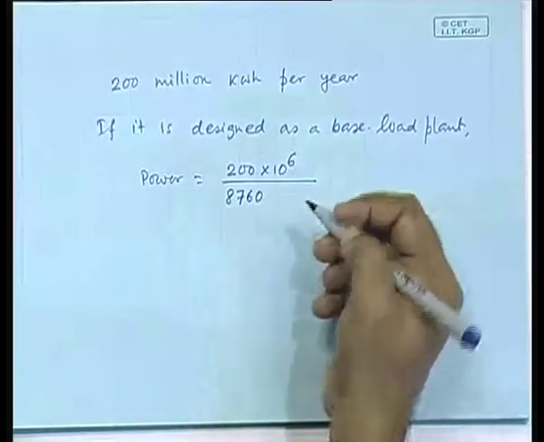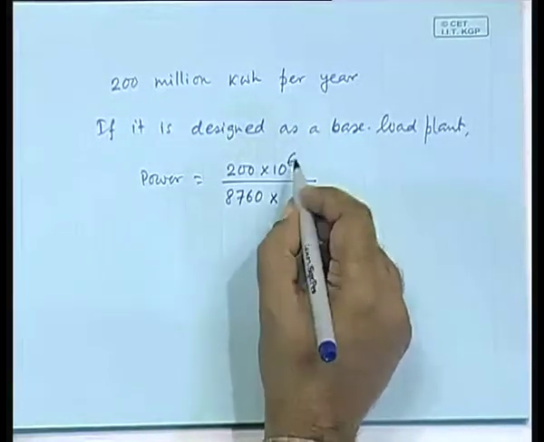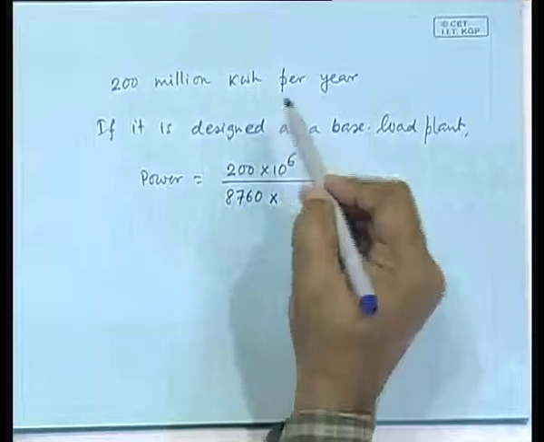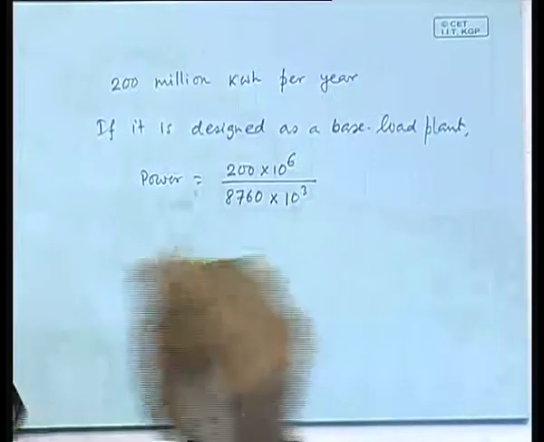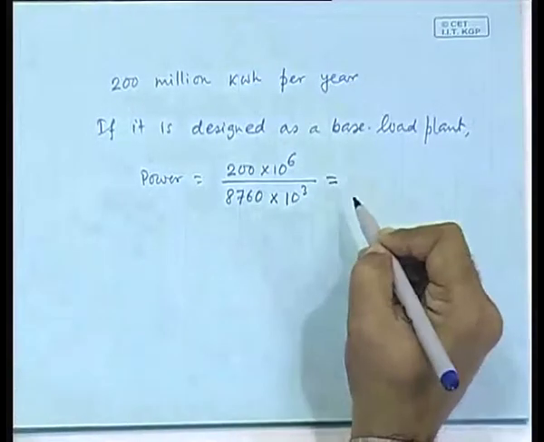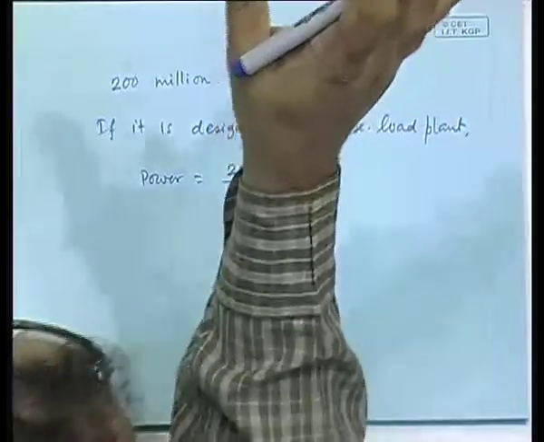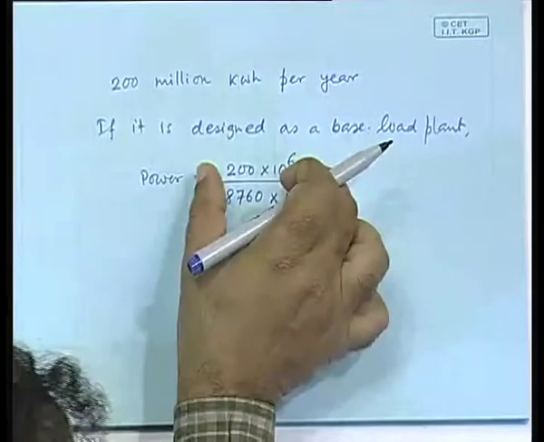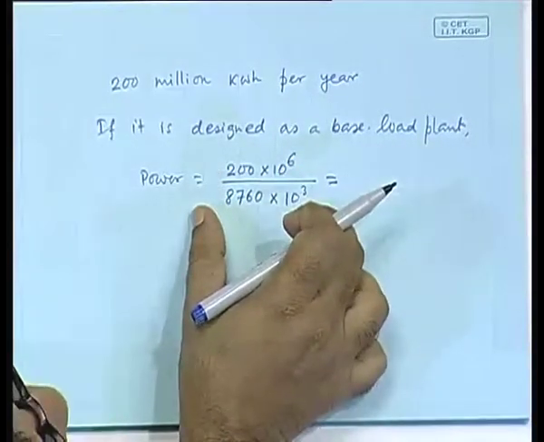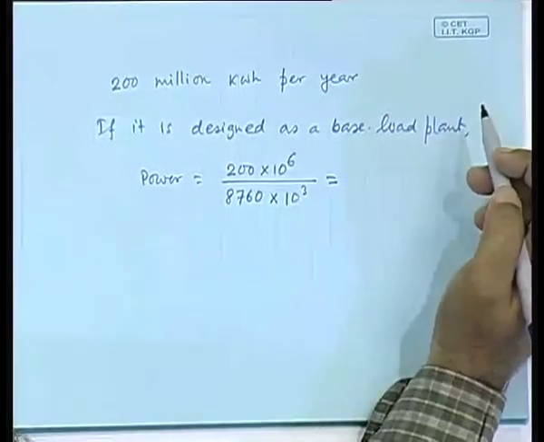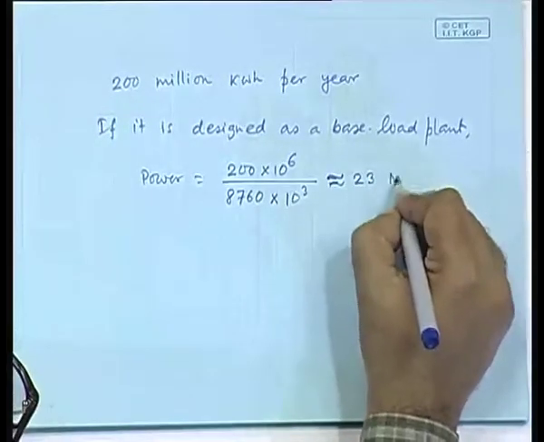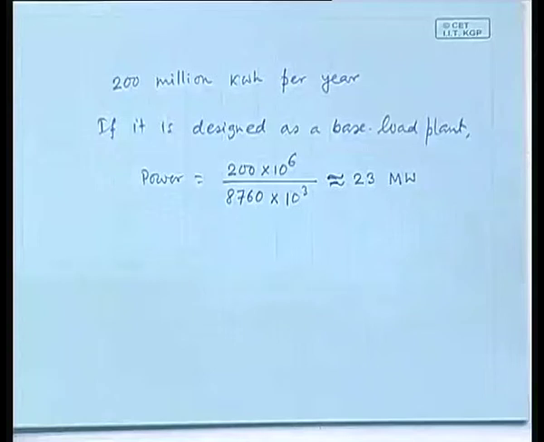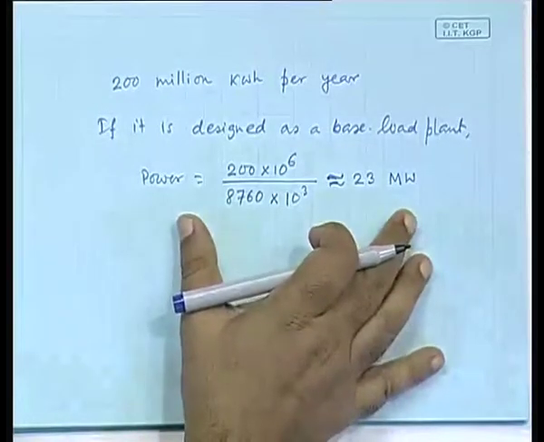8760 is the number of hours per year, and this will be expressed in kilowatts. You would like to express it in megawatts, so divide by a thousand. How much will it be? Because you see here the load factor is 1, this is just the total amount of energy divided by the time. How much is this? Can you calculate? This will approximately come to 23 megawatts. Okay, it will approximately come to 23 megawatts.